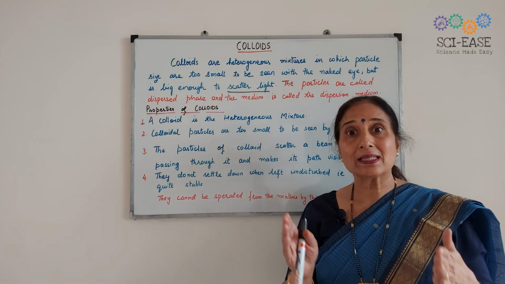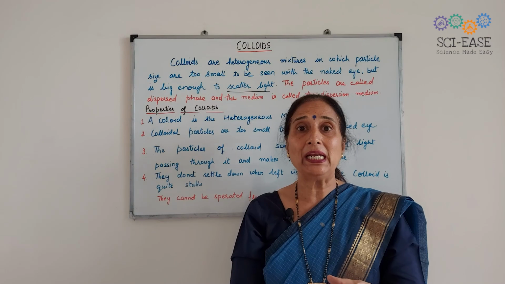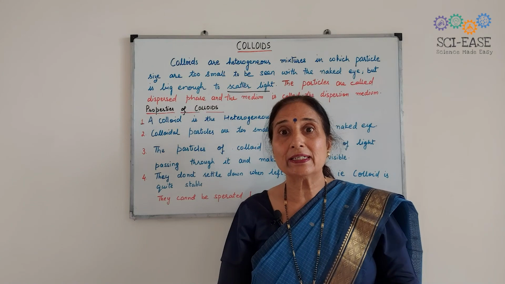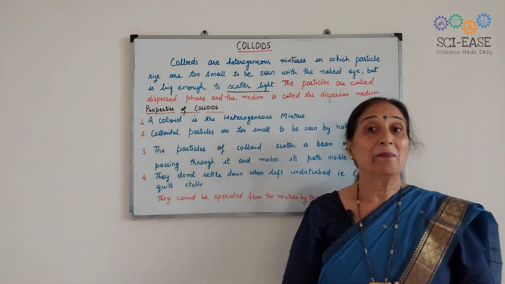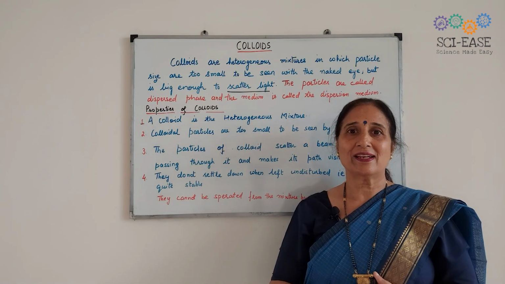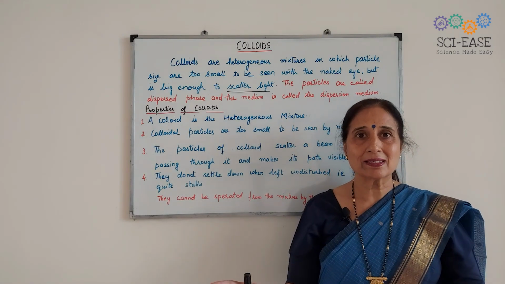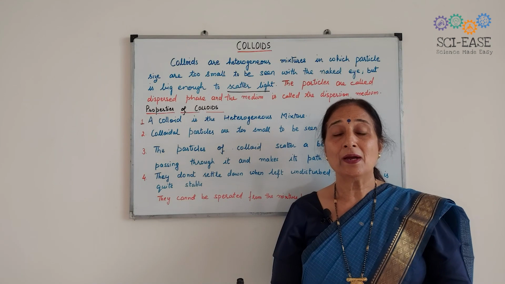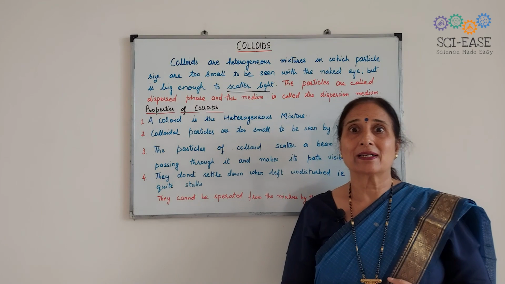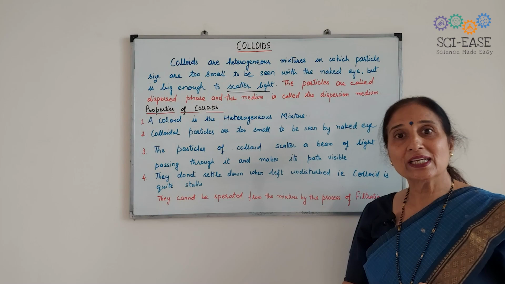The particle size is very small, but these particles are uniformly dispersed. So, it is thought to be a homogeneous mixture, but actually, colloidal solutions are heterogeneous in nature. They are a heterogeneous mixture in which the particles are dispersed uniformly. Particles are too small to be seen with the naked eye, but they can scatter the light falling on these particles.